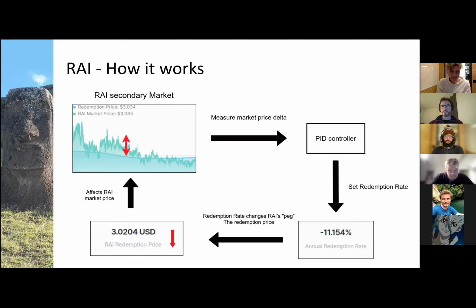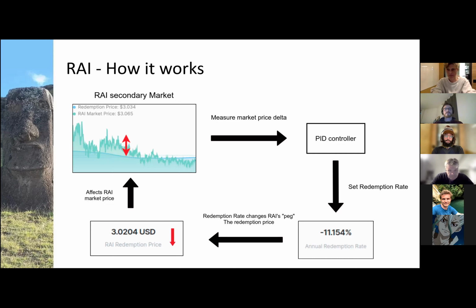How does that work? RAI trades on the secondary market, such as Uniswap or centralized exchanges, and therefore has a market price. But RAI also has something called a redemption price. The redemption price is the RAI target price, or, as I like to call it to simplify things, the moving peg. So the redemption price is the peg of RAI, or the target, but it changes over time.